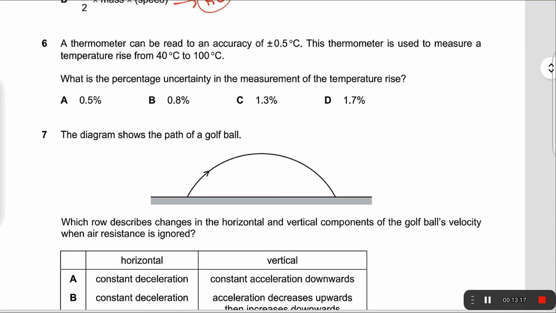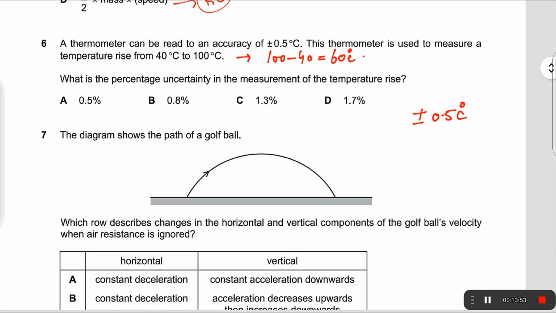Now there is another question. A thermometer can read to an accuracy of plus minus 0.5 degree. This thermometer is used to measure a temperature rise from 40 to 100 degree. So what is the difference? Difference is 100 minus 40, that is 60 degree. And he asks, what is the percentage uncertainty in the measurement of the temperature scale?